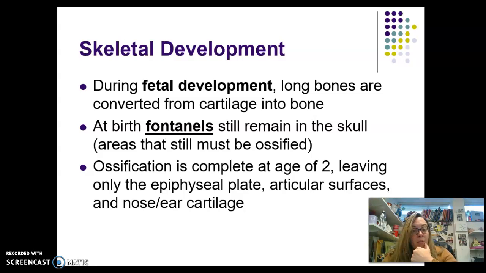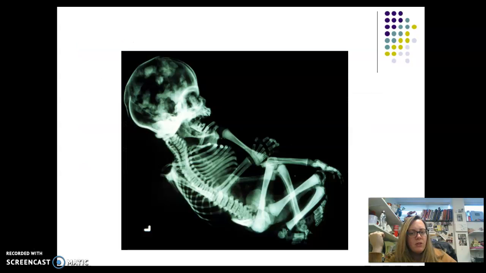So during fetal development, all of the long bones are converted from cartilage to bone, except for those epiphyseal plates. And then we actually have those soft spots in the skull that we talked about where the bones are not fused together. Well, they're fused, but the joints are still cartilaginous, so that the skull can compress during vaginal delivery. And again, ossification of those fontanelles is going to be complete by the age of 2. That's just showing a little fetal skeleton where the skull itself has not fully gone through the process of ossification. So that should be bone, so that should be all white right there.